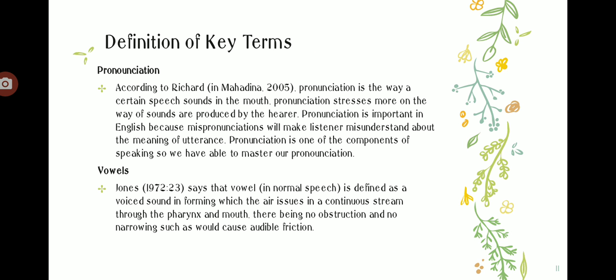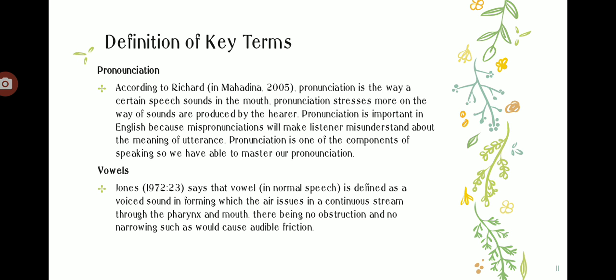And this is the definition of key terms. There are 2 definitions of key terms. The first one is pronunciation. According to Richard in Mahadina 2005, pronunciation is the way a certain speech sound is produced in the mouth. Pronunciation stresses more on the way sounds are produced for the hearer. Pronunciation is important in English because mispronunciation will make the listener misunderstand the meaning of an utterance. Pronunciation is one of the components of speaking, so we have to master our pronunciation.